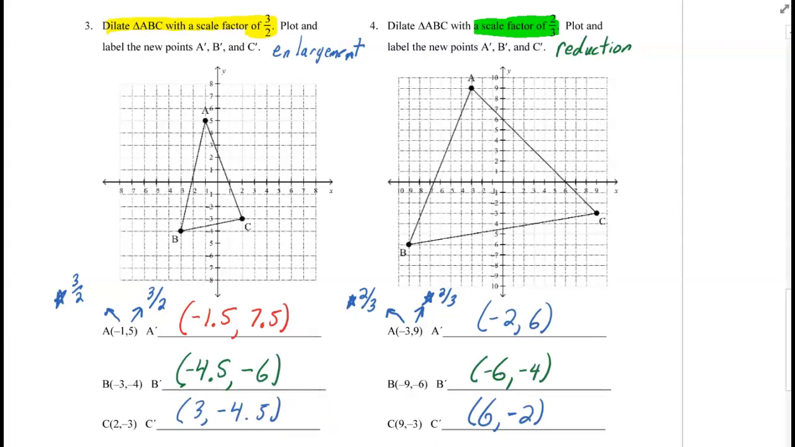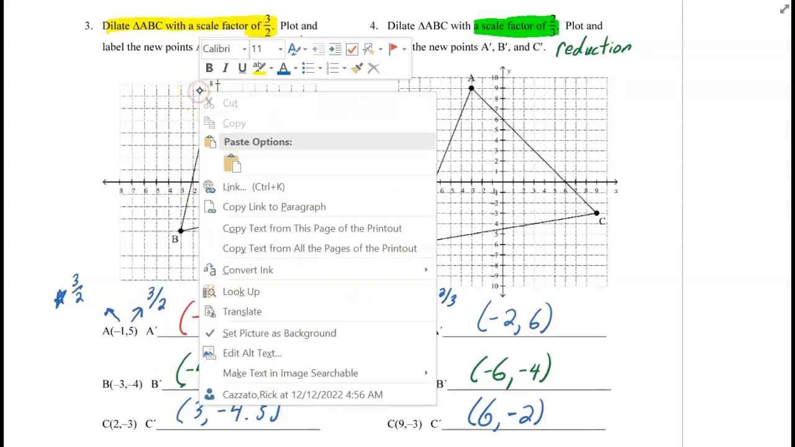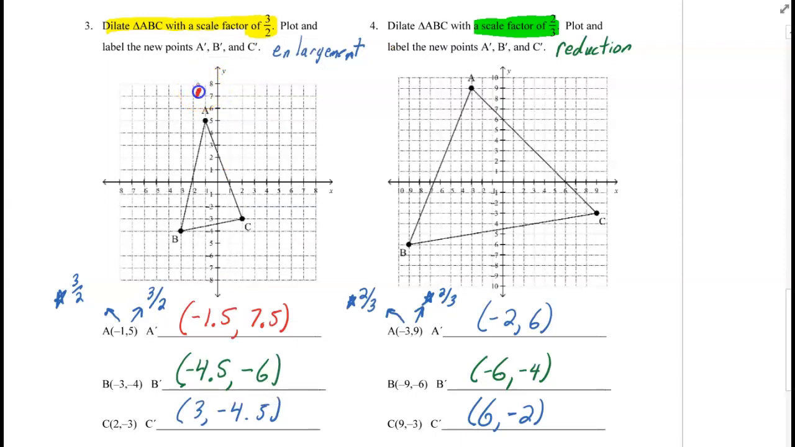So these are the answers when I multiply number 3, every x and y value by 1.5 or 3/2. So now I'm going to plot the points. -1.5, 7.5 is approximately here in red, so I'll call that A prime. B prime is -4.5, -6, which looks like right there, I'll call that B prime. And then C prime is 3, -4.5, which is right there, I'll call that C prime.